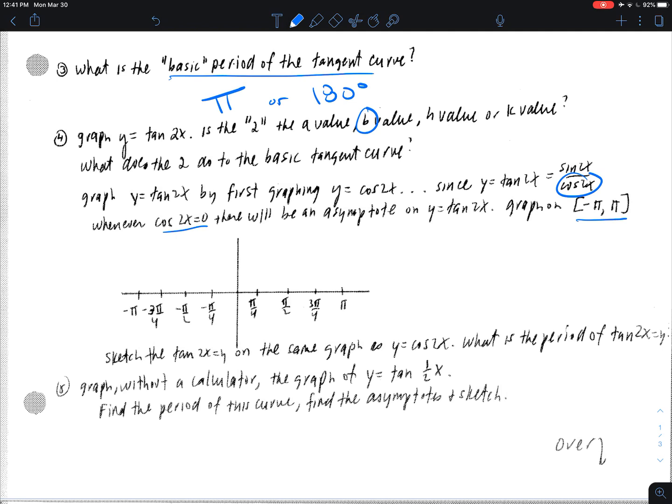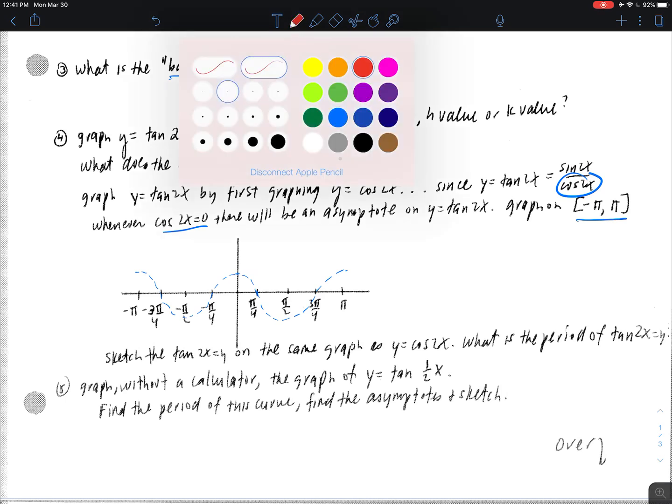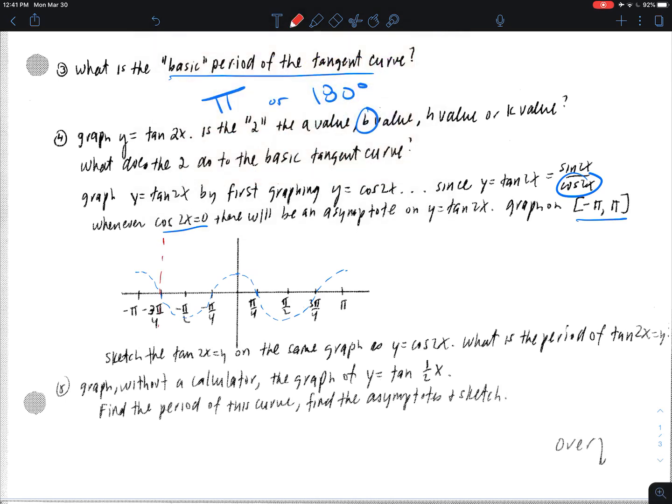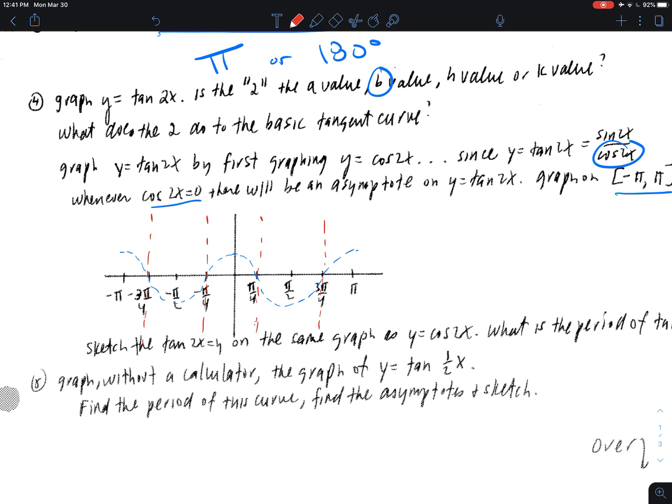But the same idea is going to exist, where if I think to myself, okay, cosine 2x also gets done in half the time. That looks like that. Therefore, I have asymptotes still at these same values. Well, they're different than before, but kind of to scale in the same place.